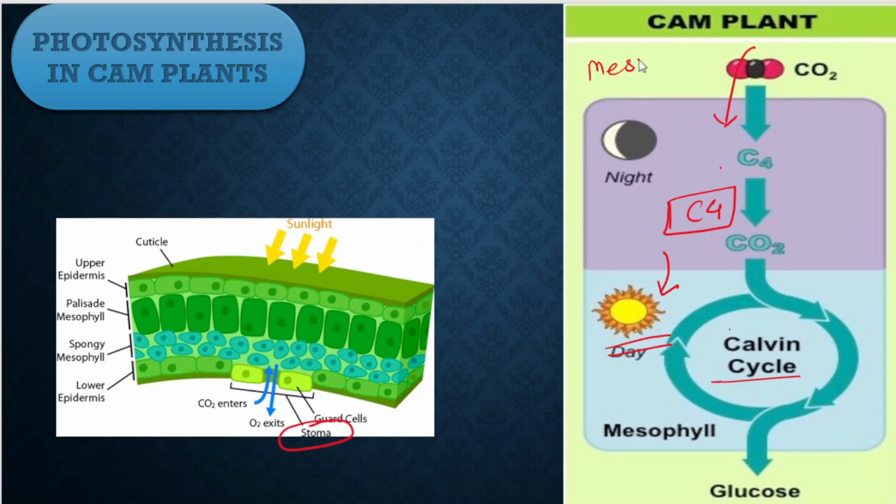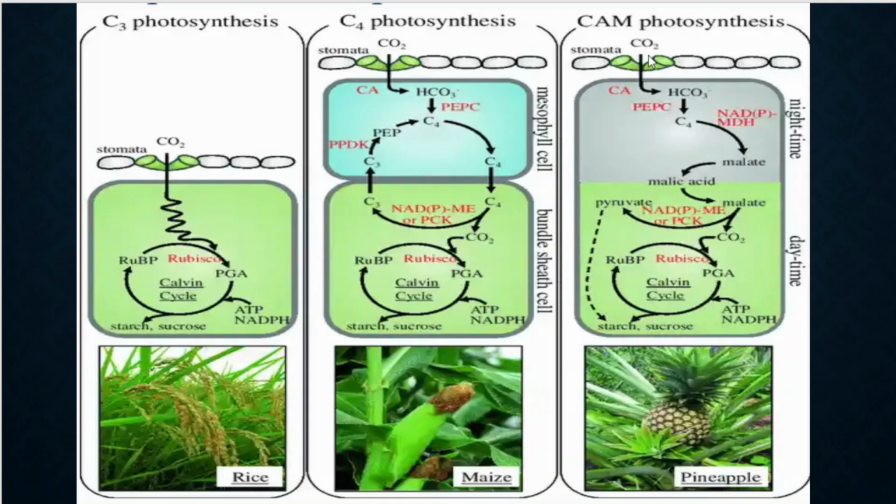This is the mesophyll cell only, but the carbon fixation takes place at night, whereas the Calvin cycle takes place in the daytime in its own mesophyll cells. When we compare the photosynthesis in all three categories, you can see here in the C3 plant, carbon dioxide enters through the stomata. Rubisco takes up this carbon dioxide and converts it into 3 PGA molecule, and this Calvin cycle produces the starch and glucose.